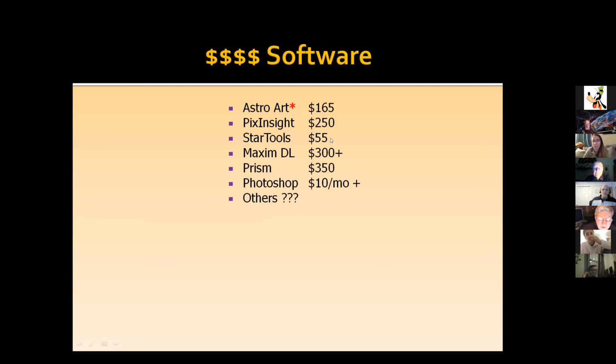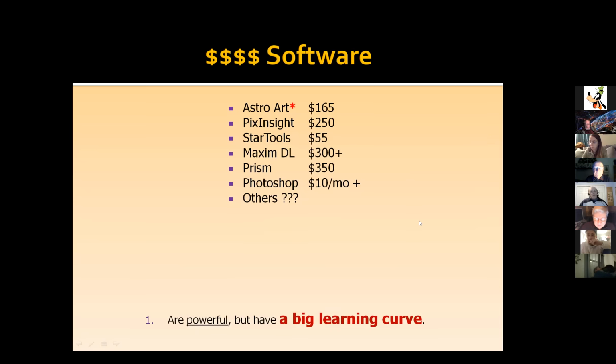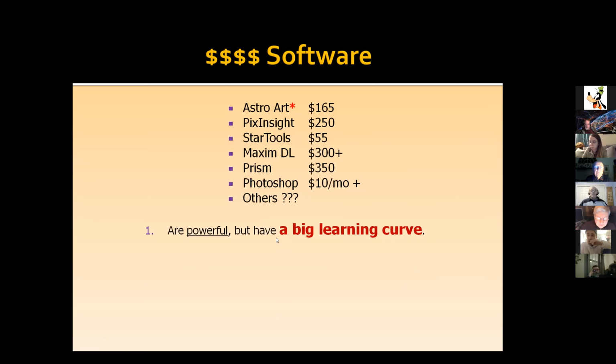Another one that I've just seen in the last 6 months, StarTools. I don't know if anybody's using it. Maxim DL starts at 300 and goes up, depending on what you want to add to it. Prism, that came out within the last year. I don't know much about it. Photoshop, you get that at $10 a month. Great software. It's been around a very long time. It only gets better. And there may be others out there. All are powerful, but believe me, they have a big learning curve.